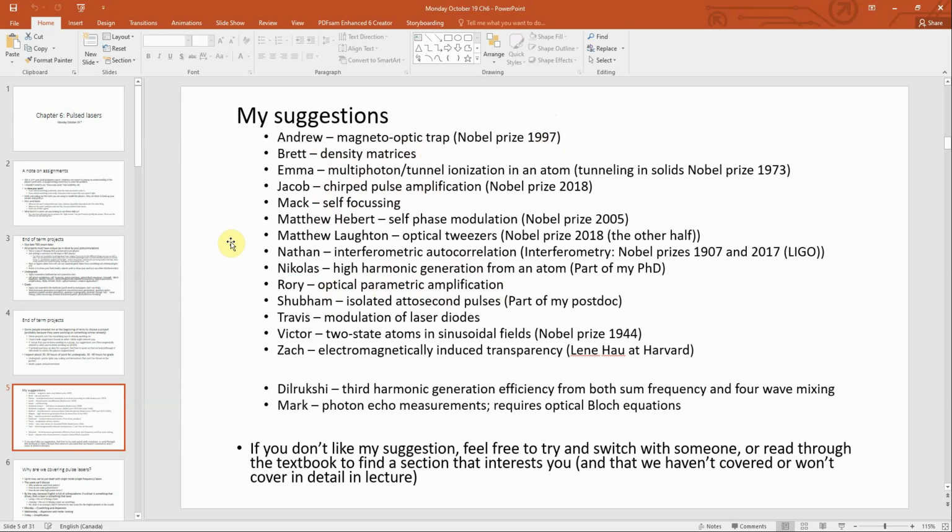But we'll discuss these different projects during lecture, and you guys can comment on them. And as I say, if you don't like my suggestion, feel free to try and switch with someone, or we can find a section in the textbook that interests you, or if there's nothing, I have other optics textbooks that we can go through and maybe find something that's interesting to you.